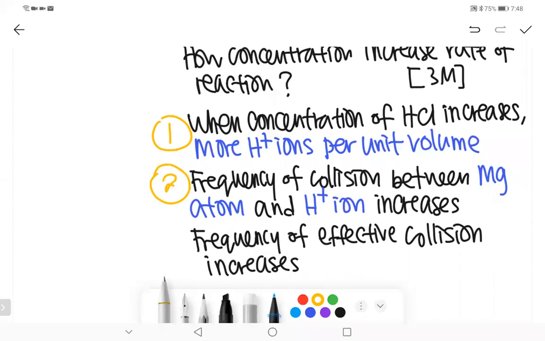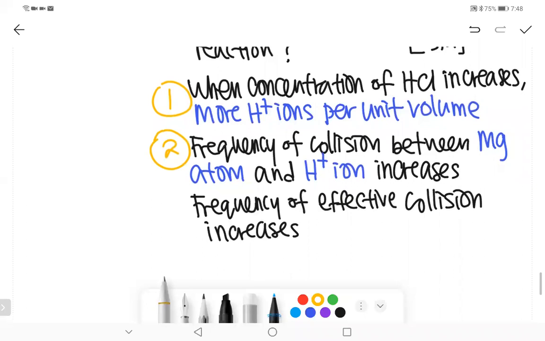Second mark is awarded when you mention that when you have many H plus, you have more and more collision between magnesium and H plus ion. You must mention who is colliding, okay? Then the next one, you must mention the frequency of effective collision increases, yeah? Frequency of effective collision increases.